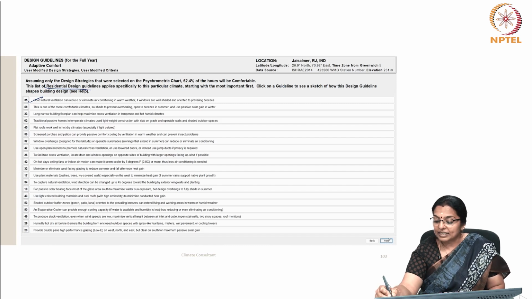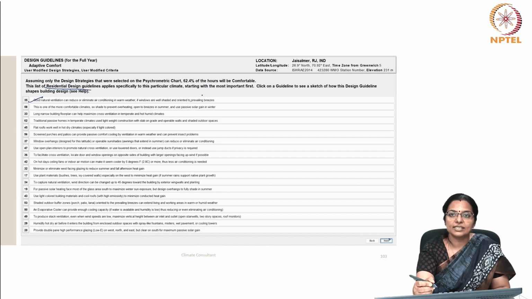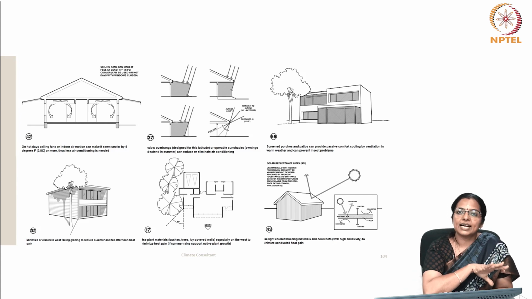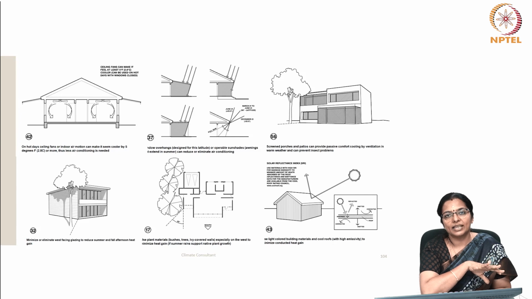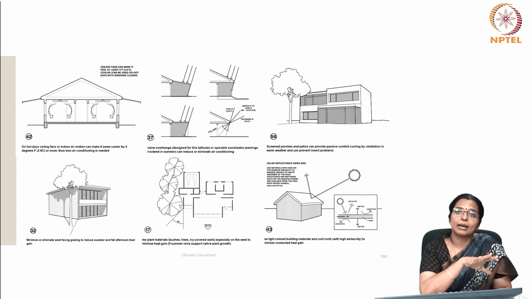Then if you press on each of these, suppose you press on this, like that, for each of these you will have to press. You will get the strategies in a graphical form. And it is this graphics that I had used while talking of broad design considerations, when I was describing the climate characteristics of each climate type. By clicking on any of the design guidelines, you will get the sketch of how it shapes the building design.